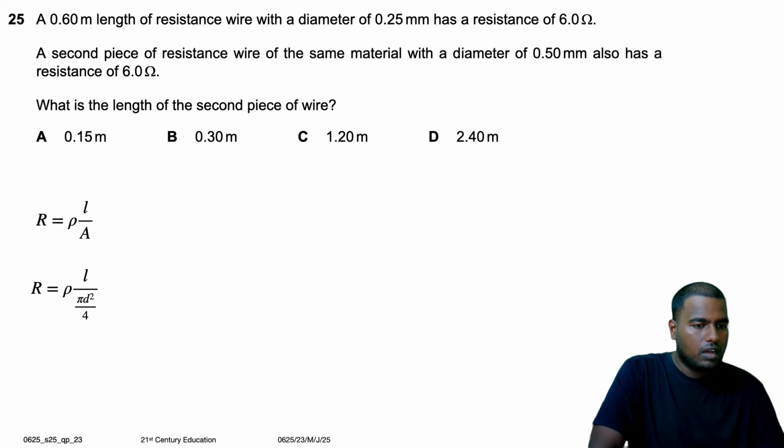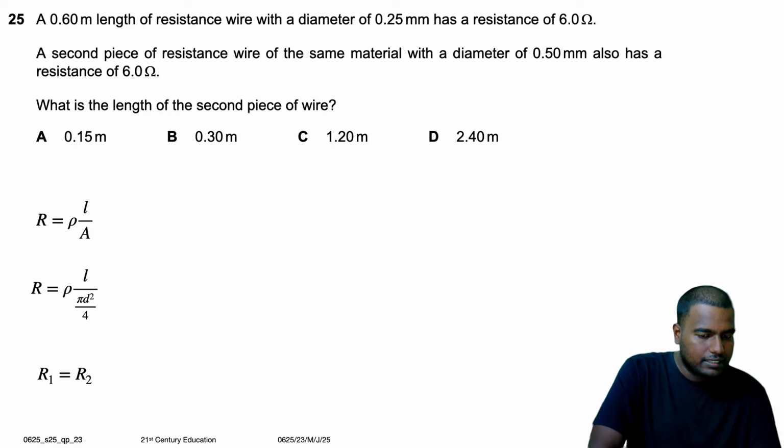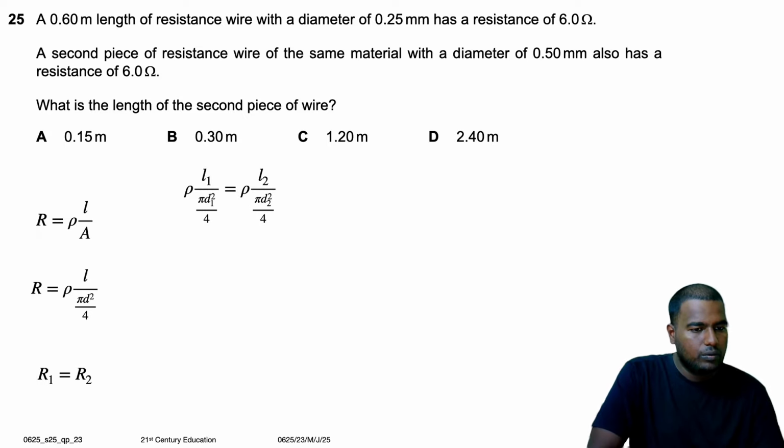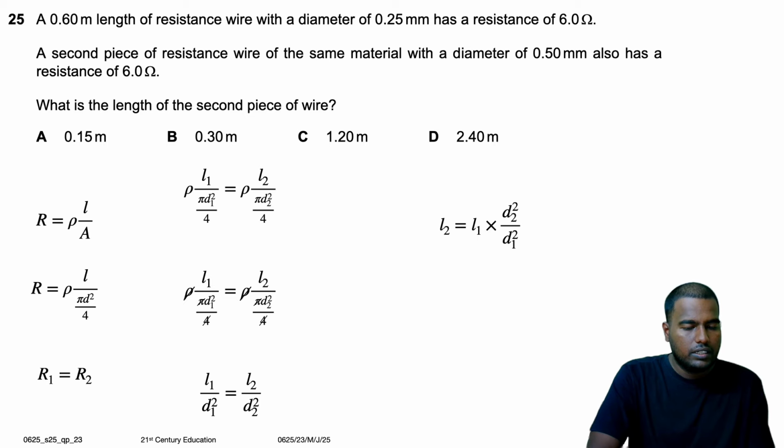Yeah. So we know that R1 is equal to R2. Both wires have the same resistance. So let's write this equation for both the wires. Rho L1 by pi d1 square by 4 equals rho L2 divided by pi d2 square by 4. We can cancel out rho, pi, 4, everything. Remaining, we will have L1 by d1 square equal to L2 by d2 square. So let's rewrite this equation for L2. L2 is L1 into d2 square divided by d1 square.